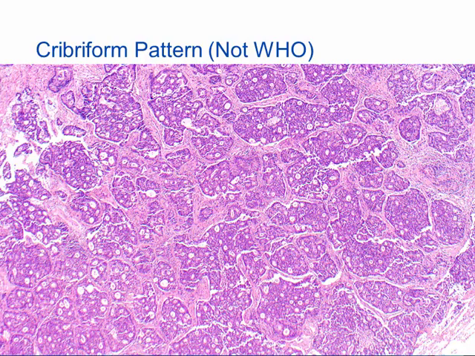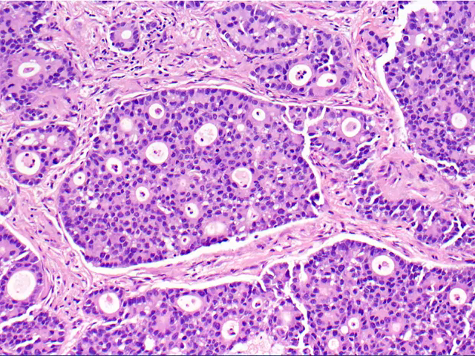The cribriform pattern reminds us of the cribriform type of ductal carcinoma in situ in the breast. We appreciate the tumor cells and the cookie cutter areas of glands.